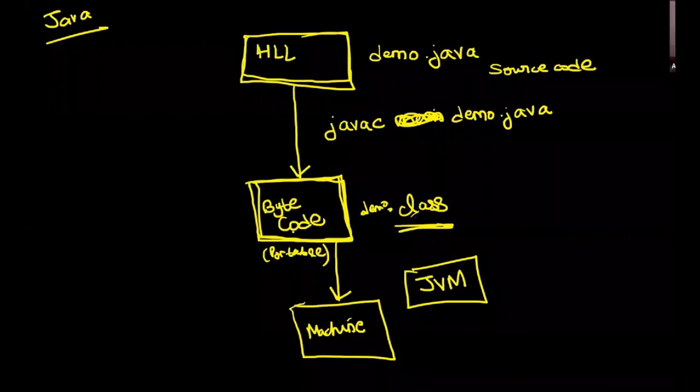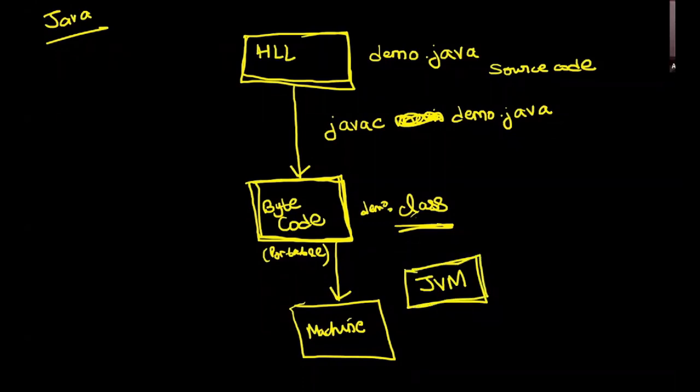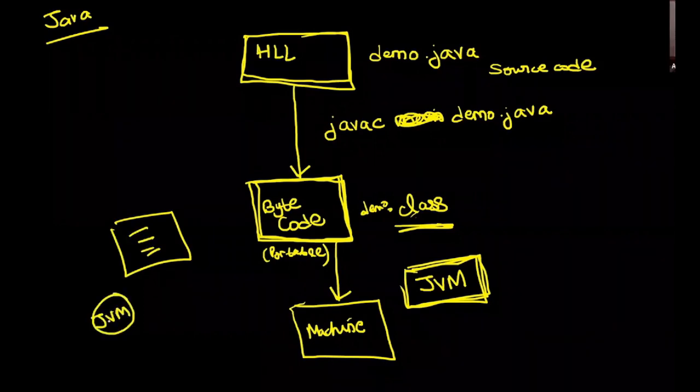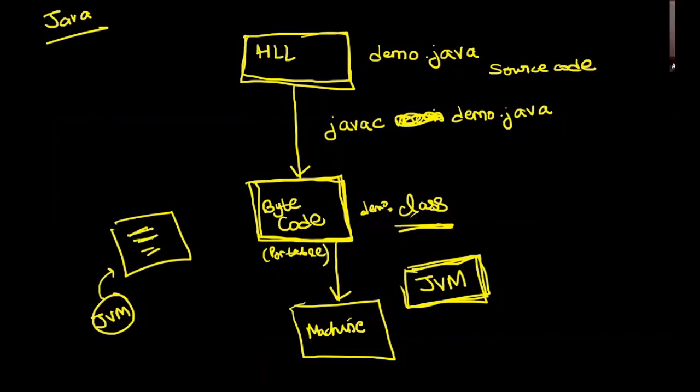So when I take the bytecode on a platform and I run it, there is something known as a JVM on the platform. What is JVM? JVM is Java Virtual Machine. So the JVM will interpret the bytecode line by line. Let's say this is my bytecode. You take this bytecode on a platform and you run it. There will be an entity known as JVM on the platform, the Java Virtual Machine, and it will interpret this bytecode line by line and run it.